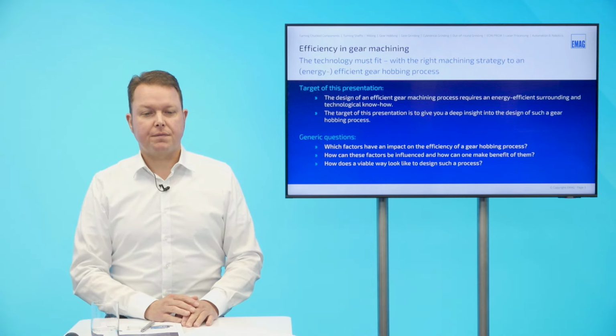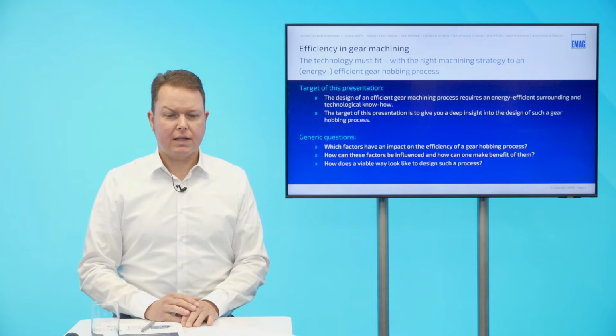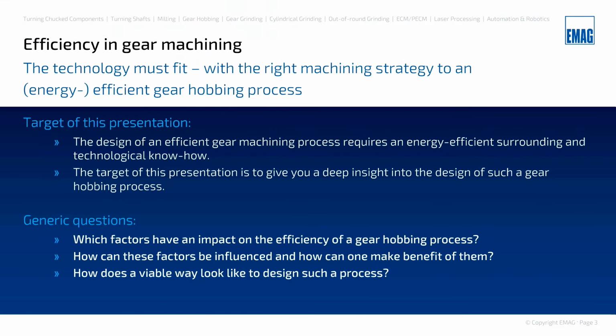What is the target of this presentation? The target is to give you a deep insight into the design of a gear hobbing process. If we want to realize efficient gear machining processes, we require an energy-efficient surrounding and profound technological know-how. And today, our target is to show you how we actually do this, how we design such a process.